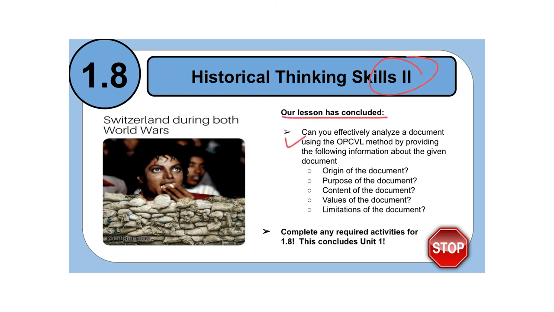Can you effectively analyze a document using the OPCVL method by providing the origin, purpose, and content of the document? And can you tell us how the document is also valuable and limited? If you can, pat yourself on the back. You're doing an amazing job. At this point, this concludes unit number 1.